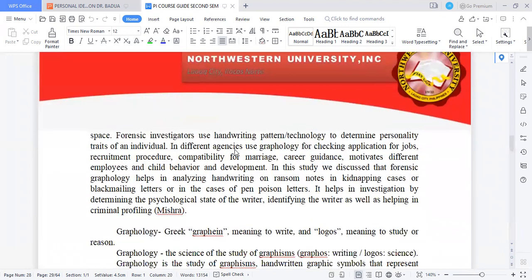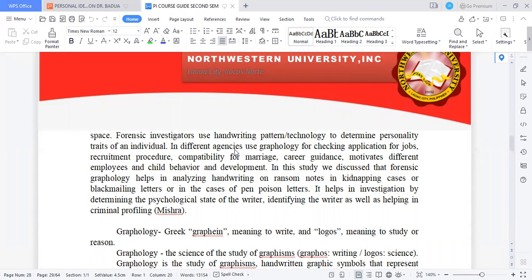So forensic investigators believe that this would determine personality traits of an individual. The different agencies use this for checking applications for jobs, recruitment, and records. If you would notice, once you apply for a service, you are required to do a handwriting activity, of which they would obtain your handwriting specimen.